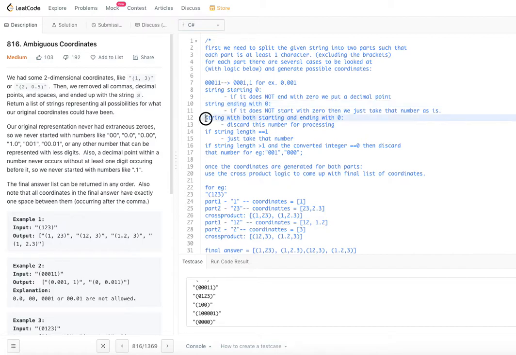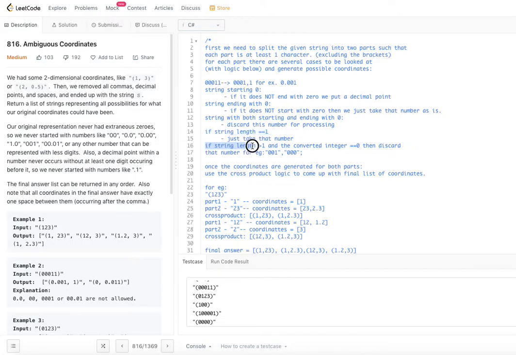A string with both starting and ending 0. If a string is starting with 0 and ending with 0, as per the definition there are no numbers of the sort, so we just discard that number and don't do any processing. If the string length is 1, there is no need to put any decimal points, just take that number as it is.